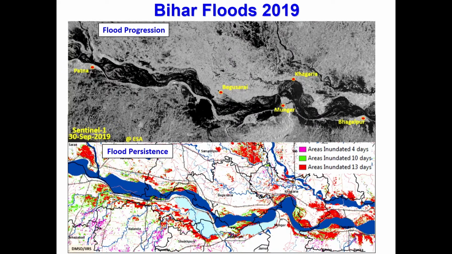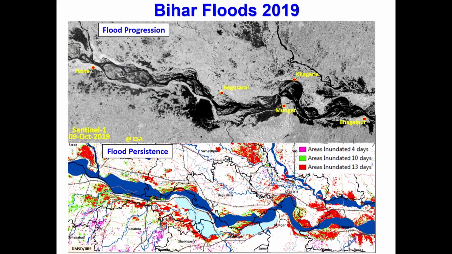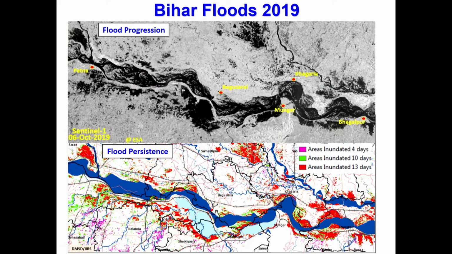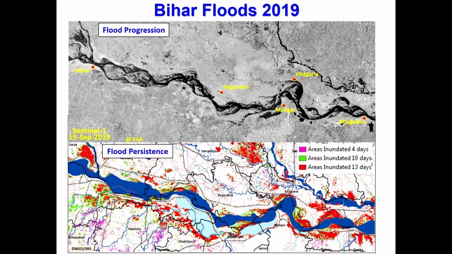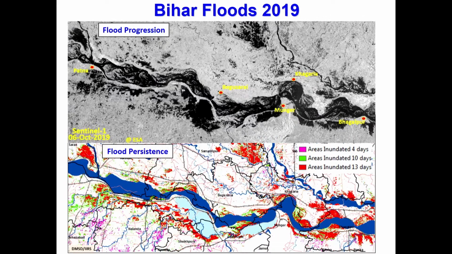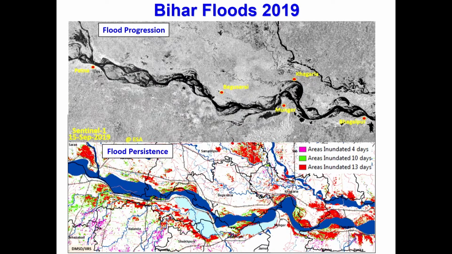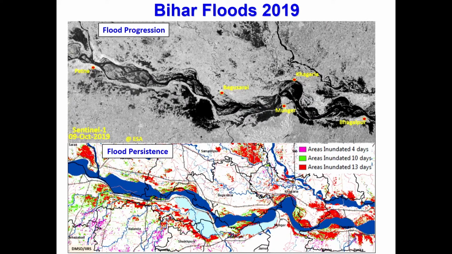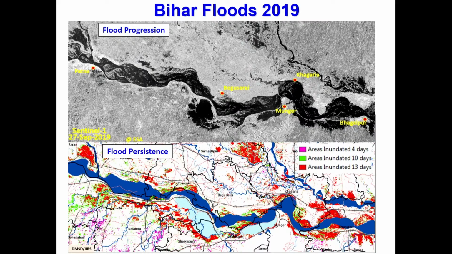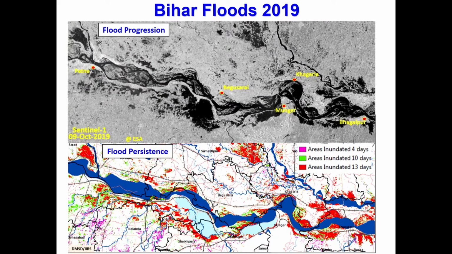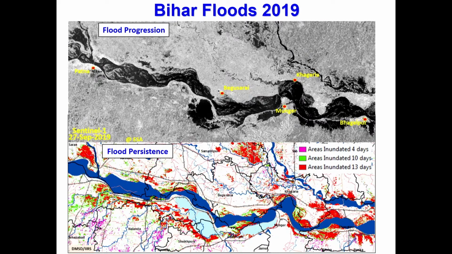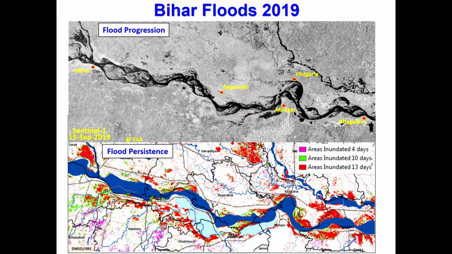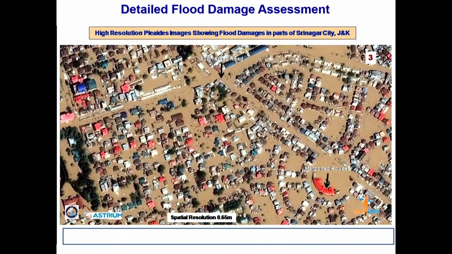So this is one example of the map on the bottom side. It is a flood persistence map based upon a number of images. We have tried to represent which areas are underwater for different durations of time. Say for pink color under 4 days, green areas are for 10 days, and red areas are more than 2 weeks underwater. So the severity gets delineated, and accordingly we can have our mitigation plans.